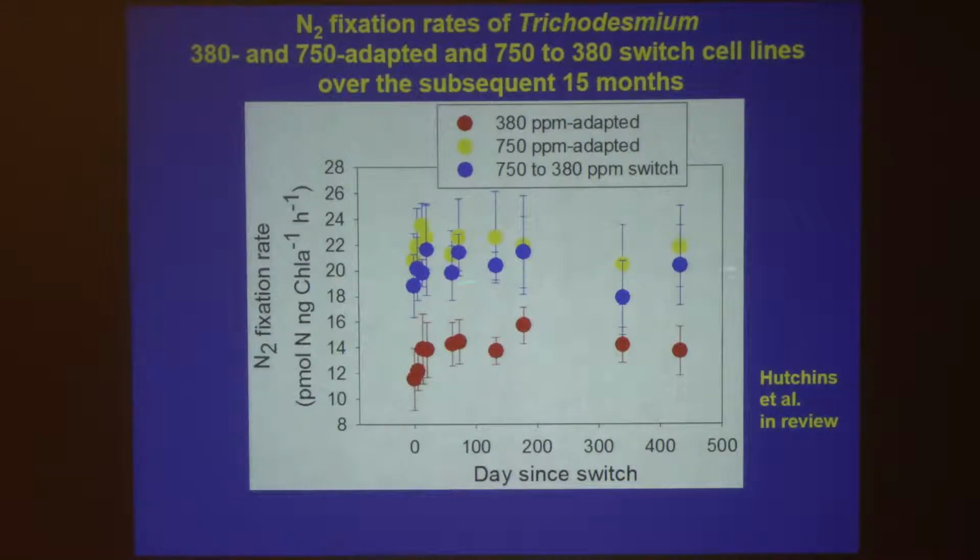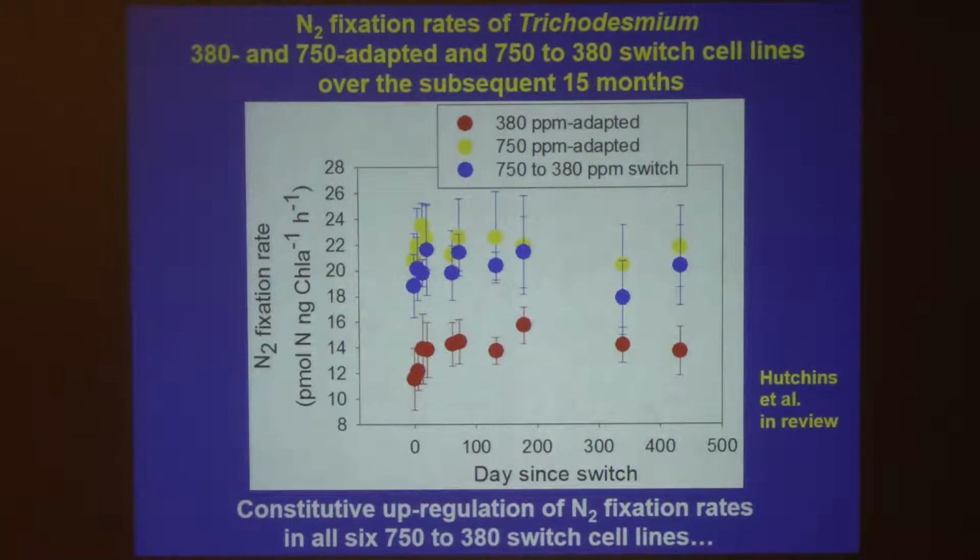Even though it's growing now for almost 500 days, actually it's quite a bit longer now. This graph doesn't take in all of our data. It's now been growing for almost 2 years at low CO2, and it's still fixing nitrogen as if it's at high CO2. Just to convince you that this is a real thing, this constitutive upregulation of nitrogen fixation, and that happened in all of the cell lines, 6 replicates, every single one did it.